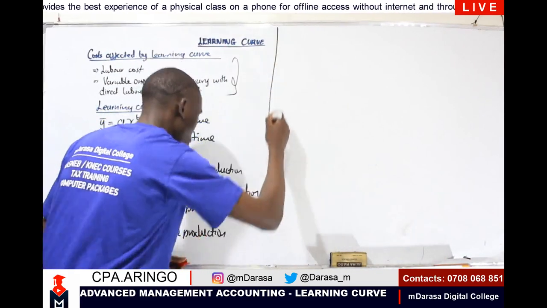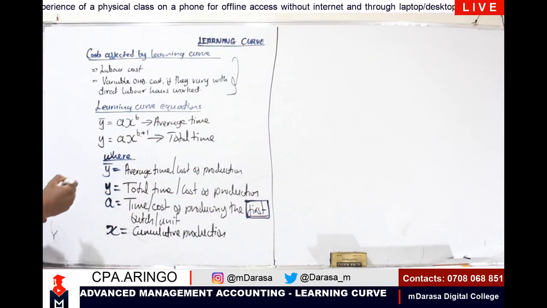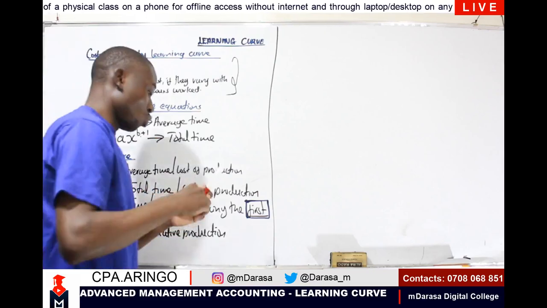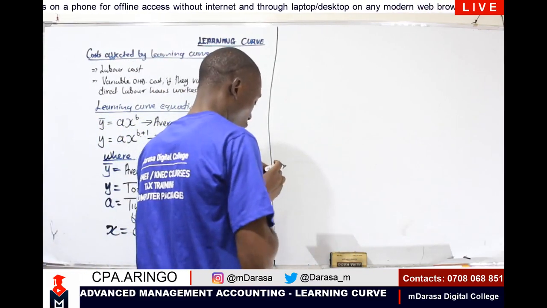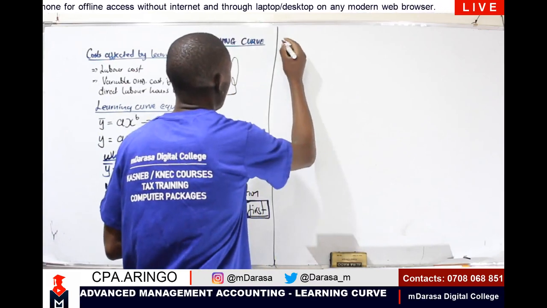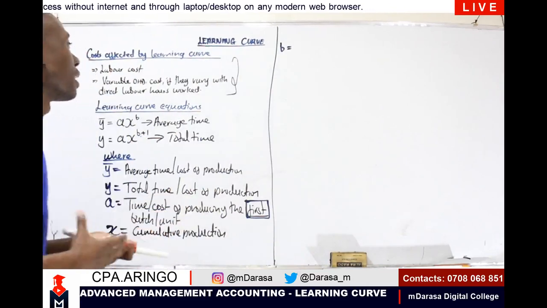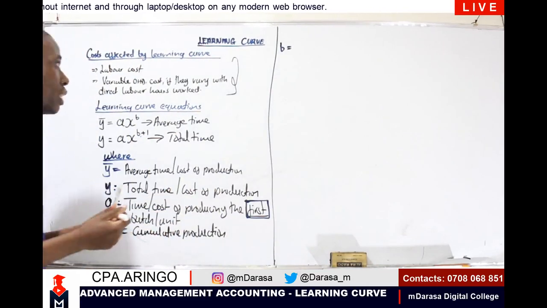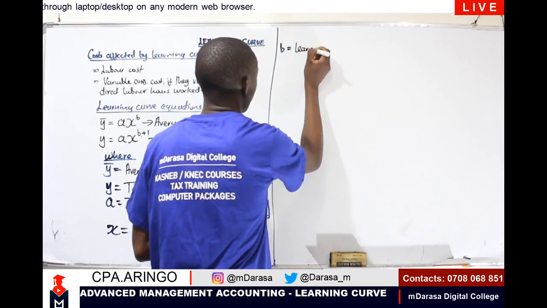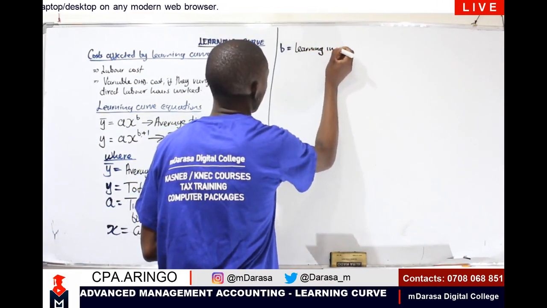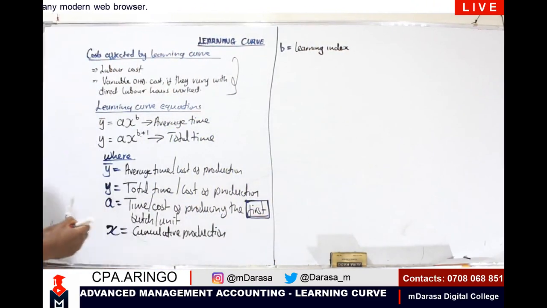As we continue with this, that should take us to B. Whenever we're talking of B, what will we be looking at? B should give us what is known as the learning index. That will be our B.